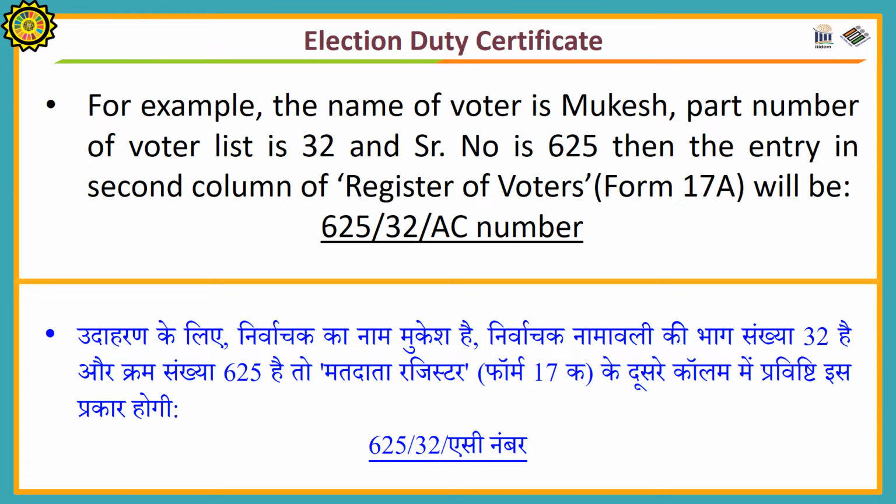For example, if the name of the elector is Mukesh, the part number of the elector is 32 and the serial number is 625, then the entry in the second column of the Register of Voters Form 17A will be 625/32/AC number or AS number.